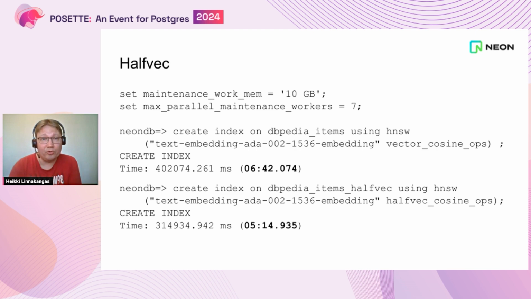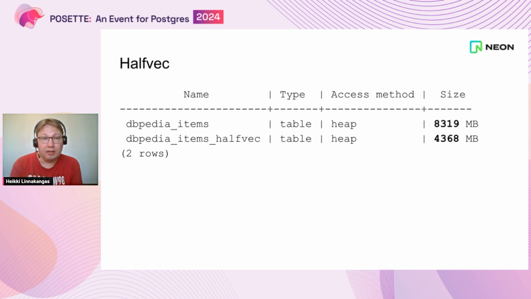And I think that's mostly because the operations are somewhat faster with smaller floats. And also, because you have less data, you get more benefit of caches. Your CPU caches are more efficient. You can fit more data in your caches when the data is smaller. If you look at the size of the table, you can see that it is roughly half the size of the original table with the regular vector type.